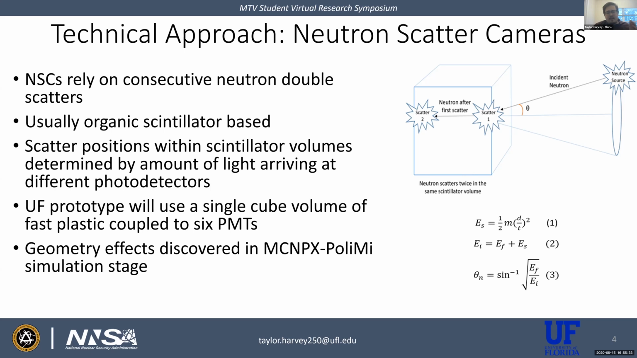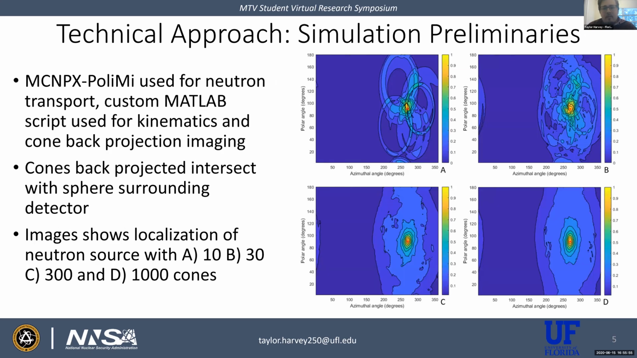While developing the simulations for this, we found some interesting things. When I say geometric effect, I mean that the imaging isn't quite the same in all directions. It depends on where the neutron source is with respect to the sides and the edges of the cube. I'll go into that a little bit more. The simulation was done in MCNP-PoliMi, and I've been using a custom MATLAB script for the kinematics and the cone back projection.